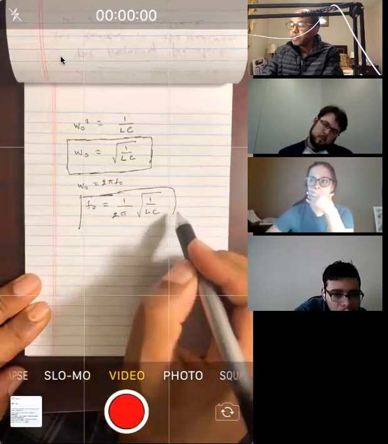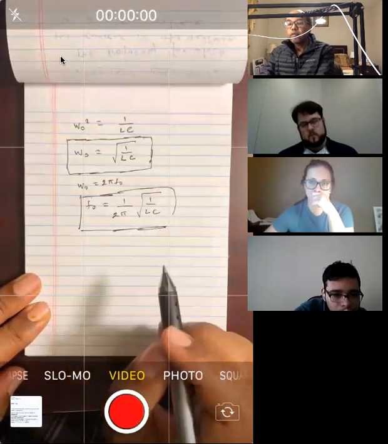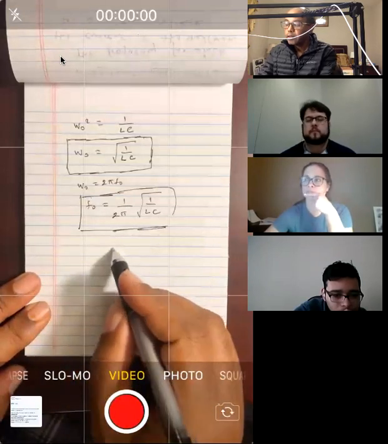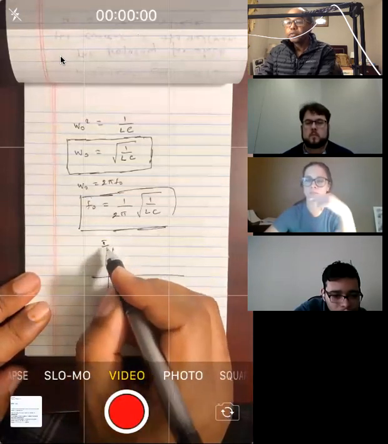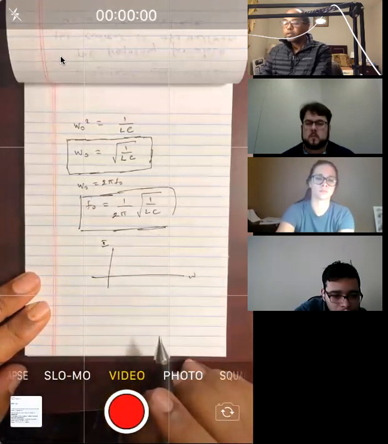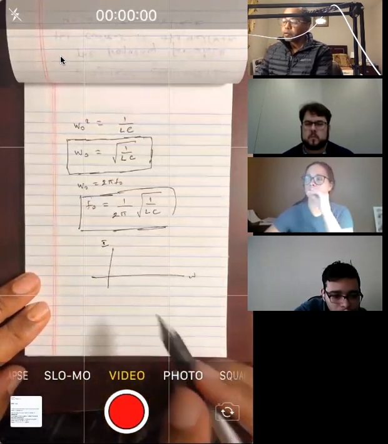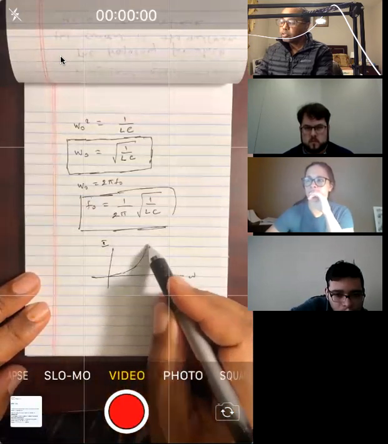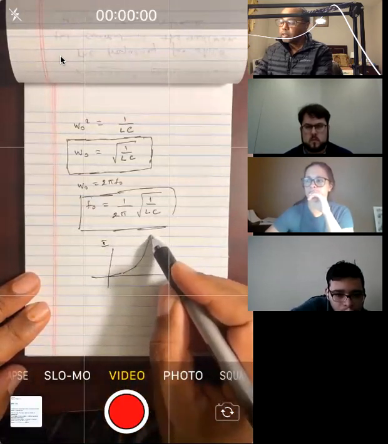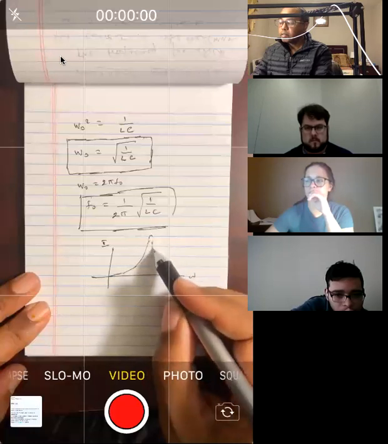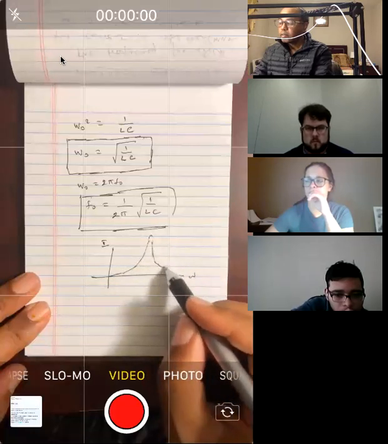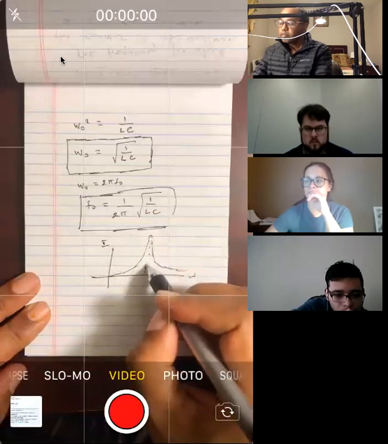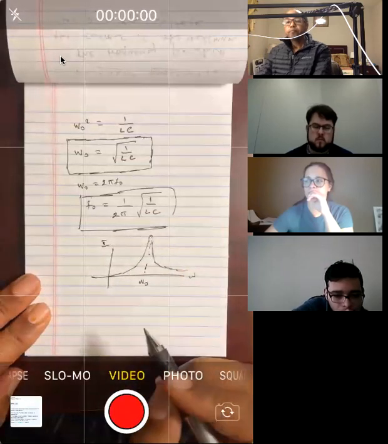Okay? Now let's plot the current as a function of frequency. So let's say this is the current over here, and this is frequency over here. If you plot this, what you get is, you start from a small value over here, and then you reach a certain maximum value over here, and then it comes back. It goes like this, okay? Where this is the resonant frequency, okay?